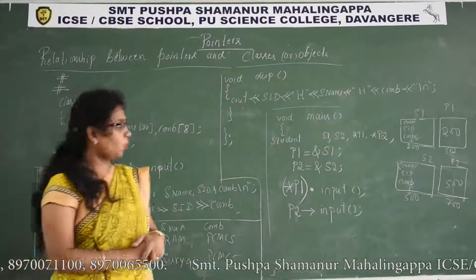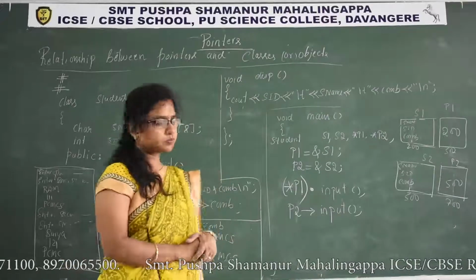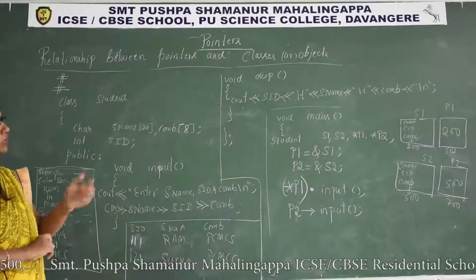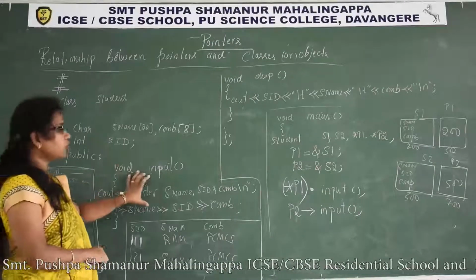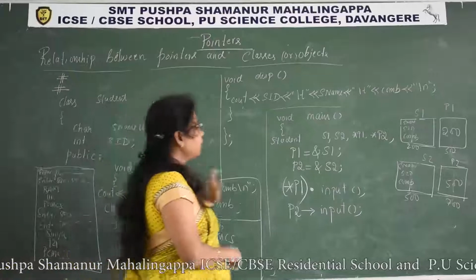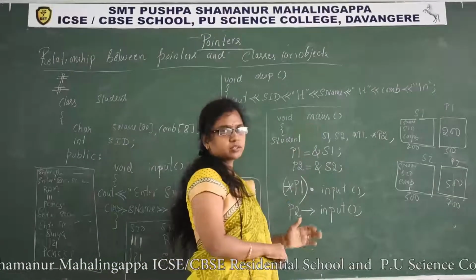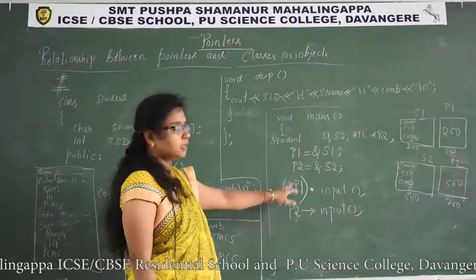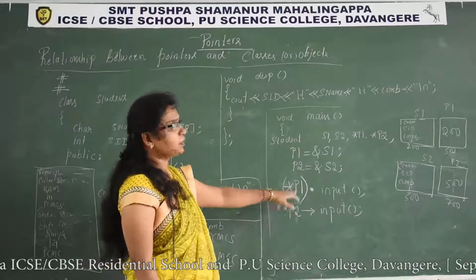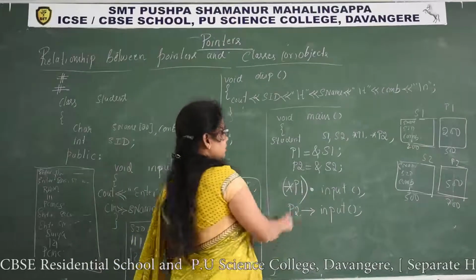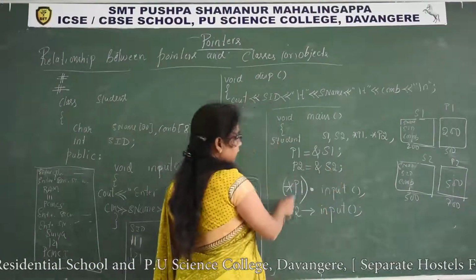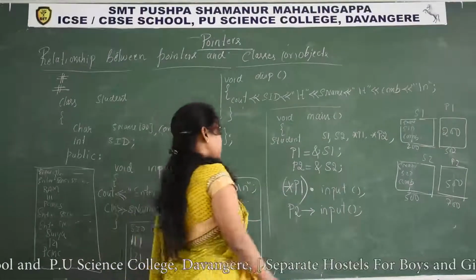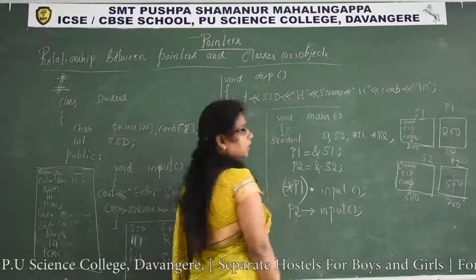To read values for S1 and S2, we have a function called input function. To read values for S1, I have to call this function using the S1 object, but I used pointers to these objects. So instead of using the object's name, I used a pointer's name. Star P1 represents S1, so star P1 dot input. Here the star and dot operators are replaced by the arrow operator. That's why I have taken P2 arrow input.